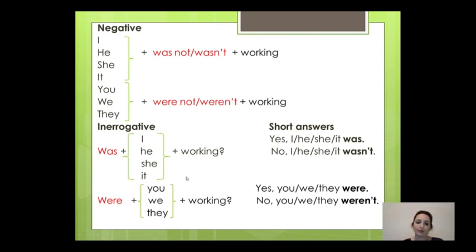Let's move on. Were you working? Were we working? Were they working? And these are short answers. Yes, you were. Yes, we were. Yes, they were. Or the negative ones. No, you weren't. No, we weren't. No, they weren't.